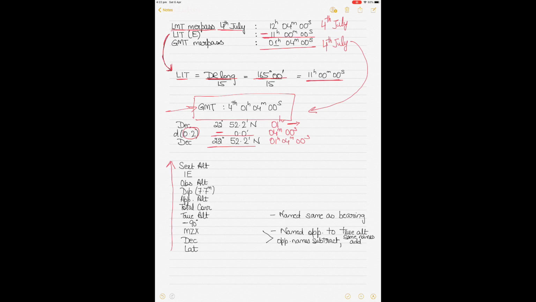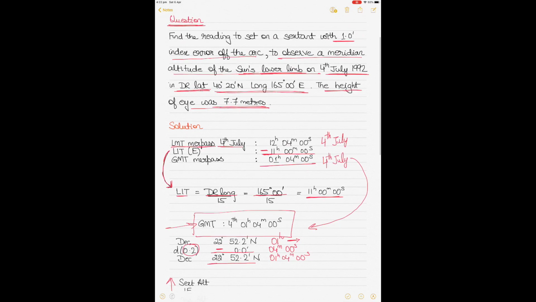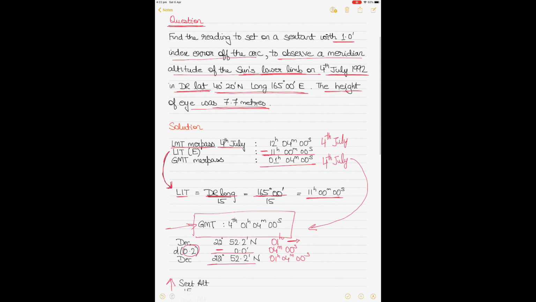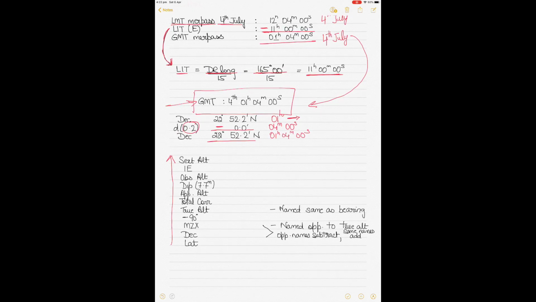But today we'll start from the latitude. Of course, it's not the observed latitude, it's a dead reckoning latitude. That means it's the estimated latitude, it's not an accurate latitude, but we'll use that as an approximate latitude to find out the approximate sextant altitude to set on a sextant. So the latitude given to us is 40 degrees 20 minutes north, so we'll just put that here, 40 degrees and 20 minutes north.